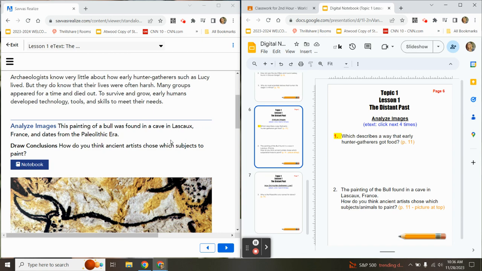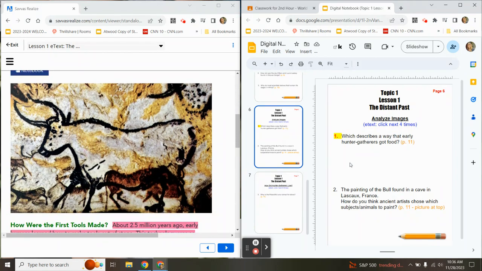All right, let's look at this painting. The painting of the bull found in a cave in Lascaux, France. How do you think ancient artists chose which objects or animals to paint? Why did they paint this bull? We're looking at the picture at the top of page 11. Why do you think they painted this bull? This is an opinion question. Go ahead and get that now.